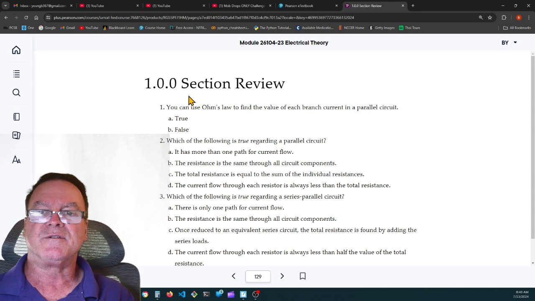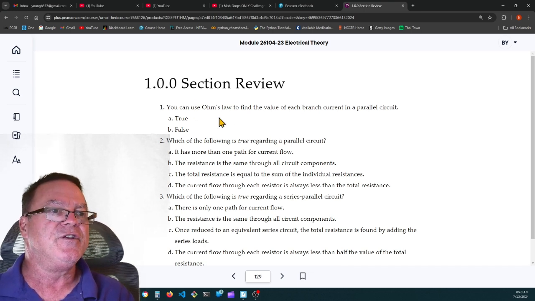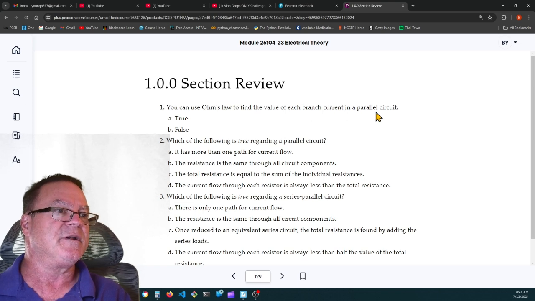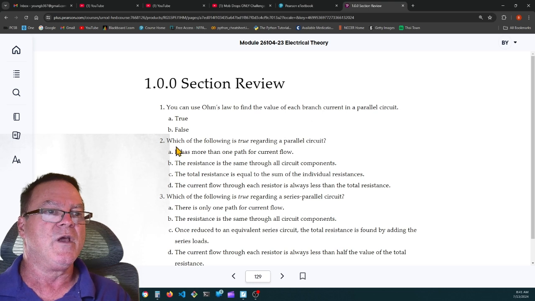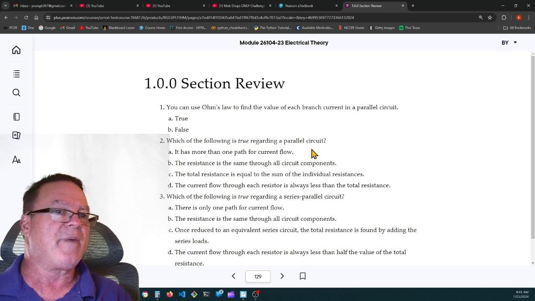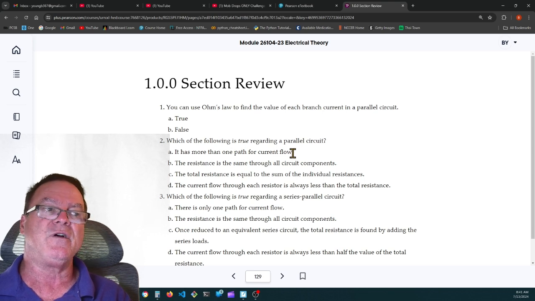Now, 1.0.0 section review. You can use Ohm's law to find the values of each branch current in a parallel circuit. True. Which of the following is true regarding a parallel circuit? Parallel circuit, it has more than one path for current to flow. That is true.